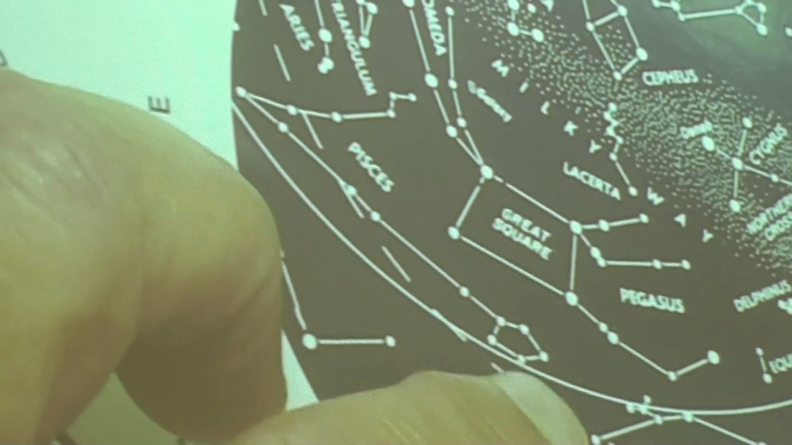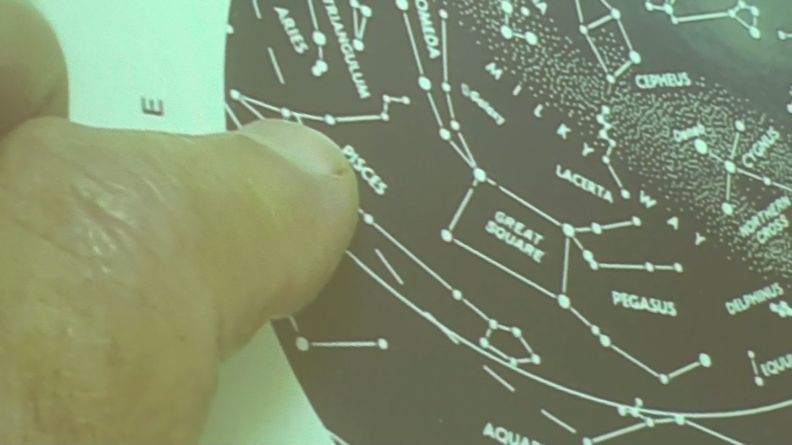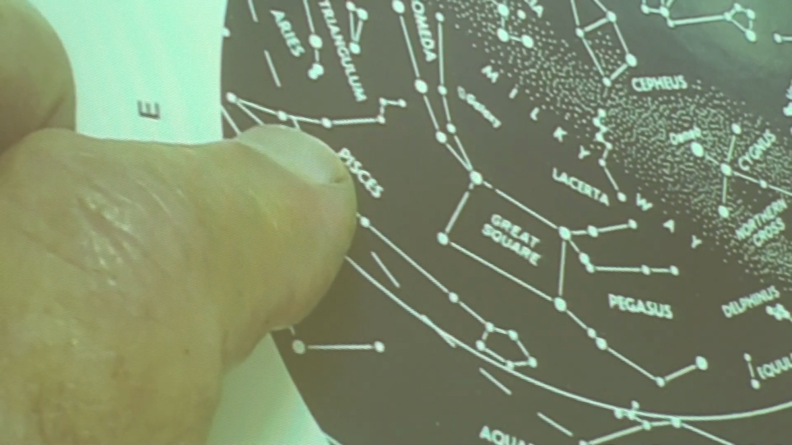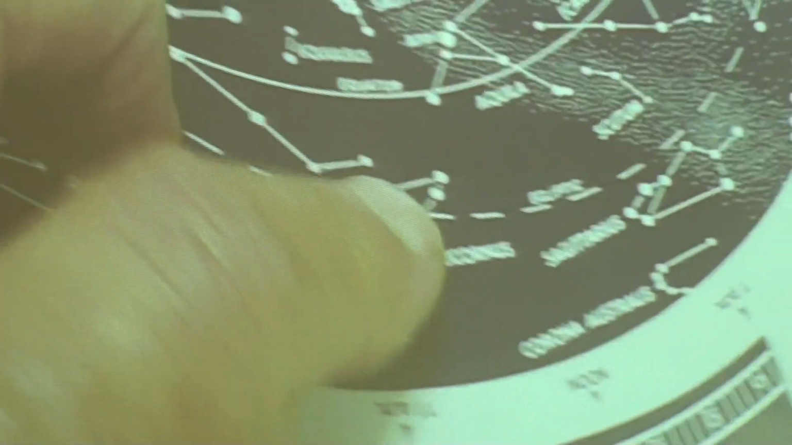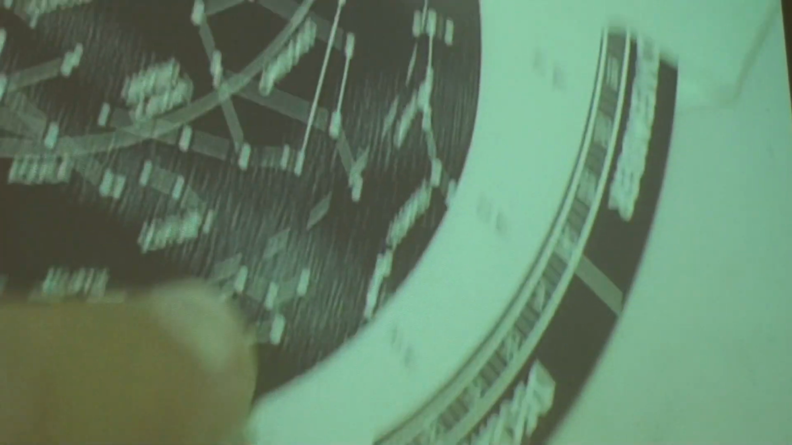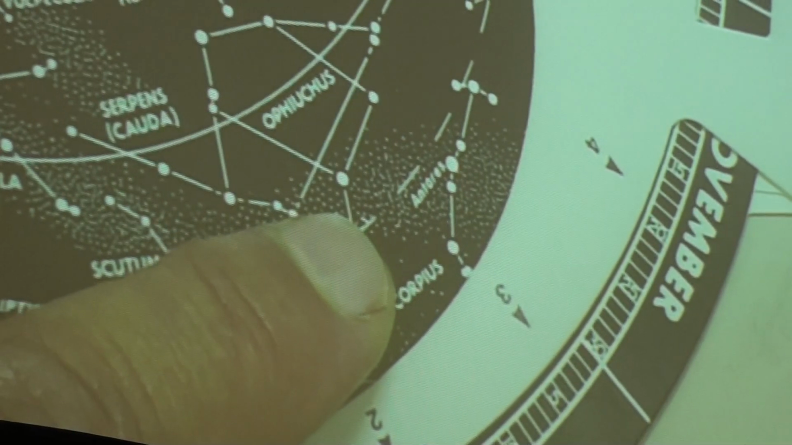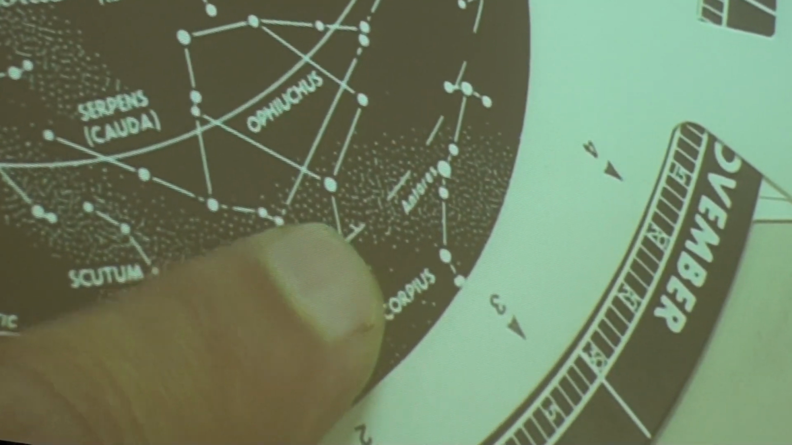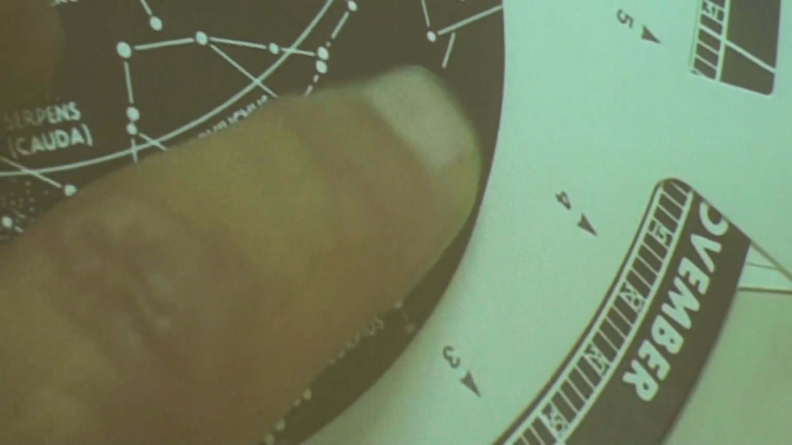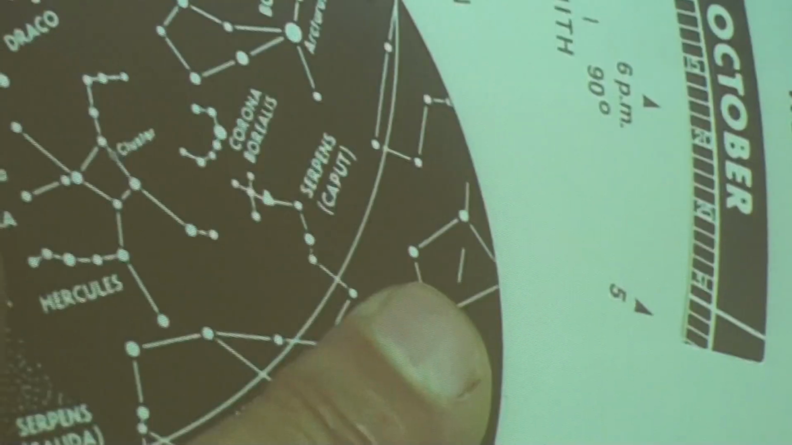But Pisces is near the eastern horizon at 9 o'clock in the evening, so it's not that visible. We have Aquarius, Capricorn, Sagittarius along this ecliptic line. Then Scorpius would be near the western horizon, and then maybe just a little bit of Libra.